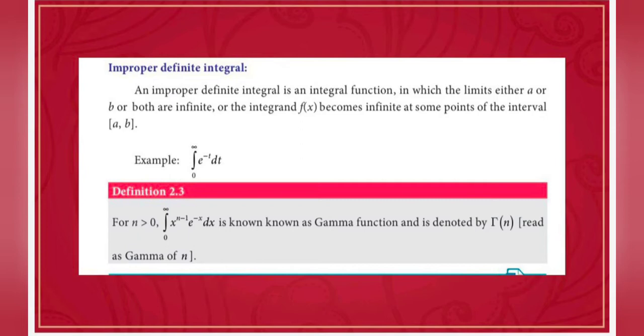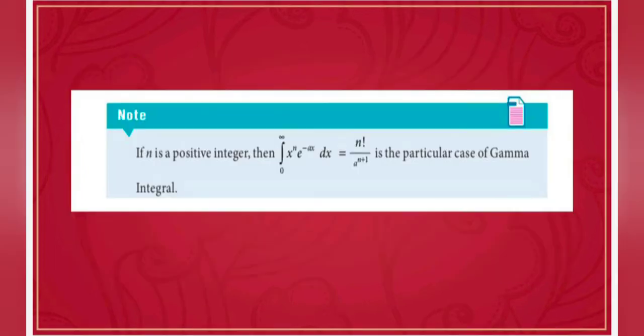And the definition: for n greater than 0, integral 0 to infinity x power n minus 1 e power minus x dx is known as the gamma function, and it is denoted by gamma of n. Now note, if n is a positive integer, then integral 0 to infinity x power n e power minus ax dx is equal to n factorial divided by a power n plus 1. This is a particular case of the gamma integral. This is a very important formula. This is what we will be applying in the sums.